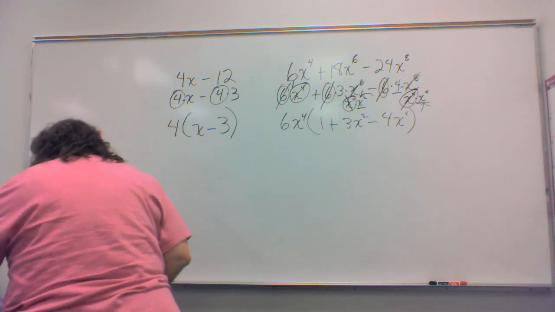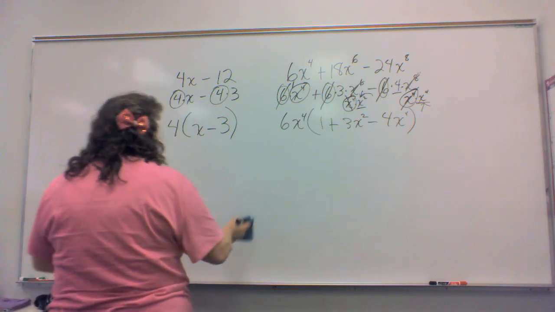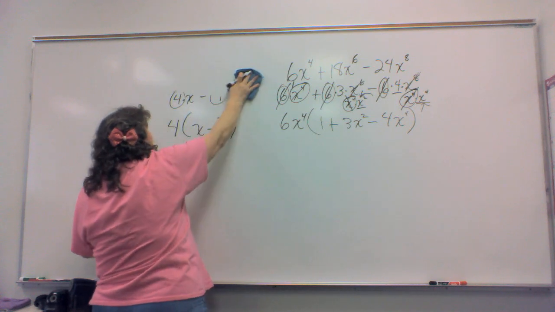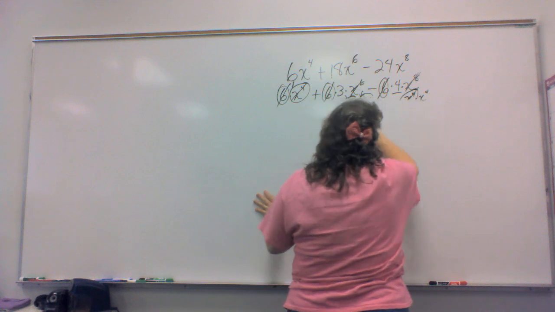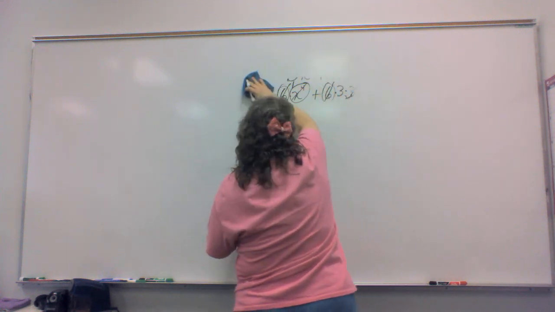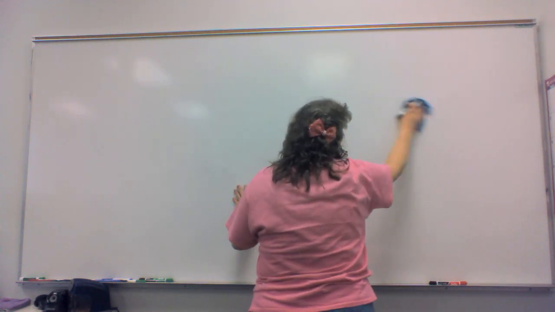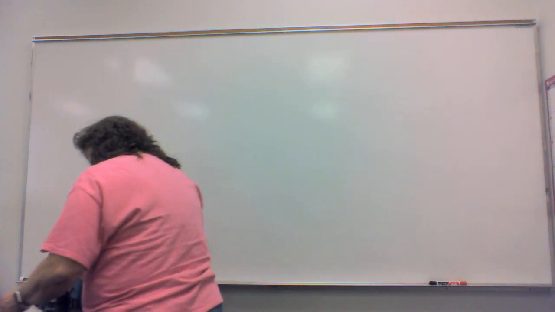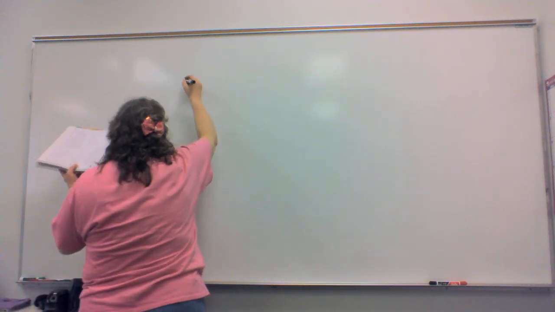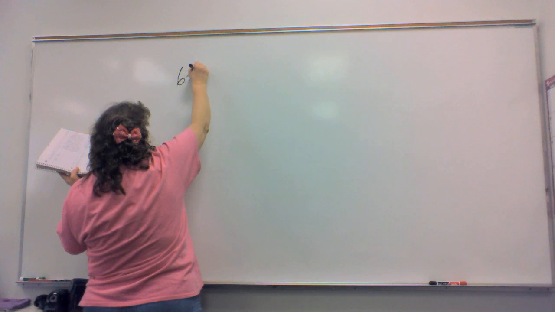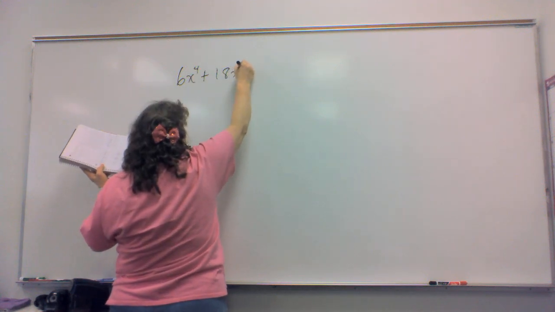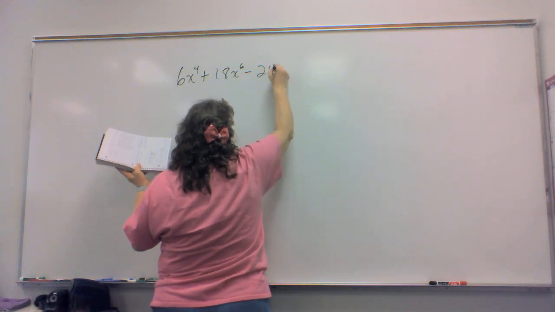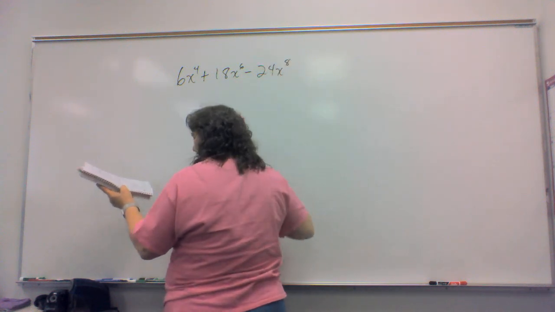Another method that I have seen people use, and they really like it. Some people like this method better than the method that I just showed you. So let's look at another method that might be helpful for some of you. Let's put our 6x to the fourth here, plus 18x to the sixth, minus 24x to the eighth.